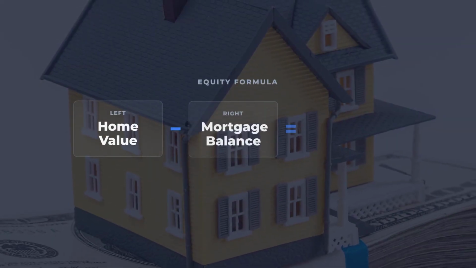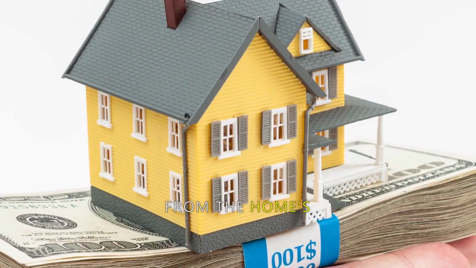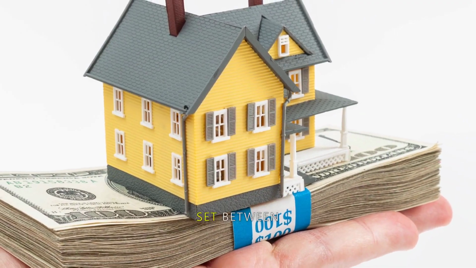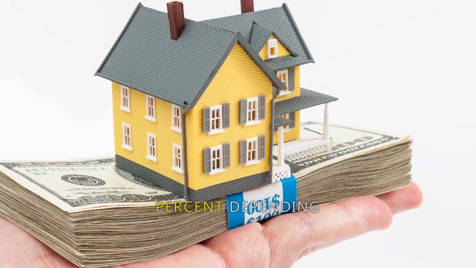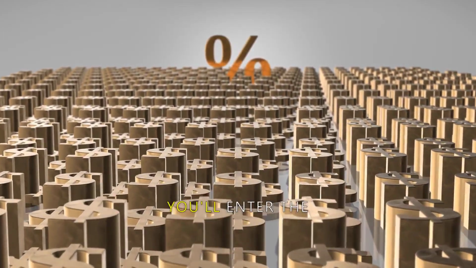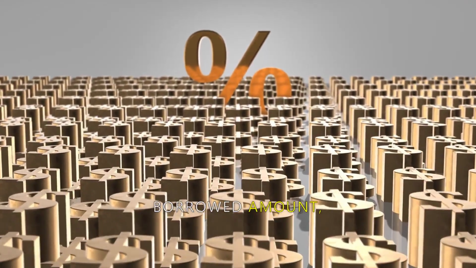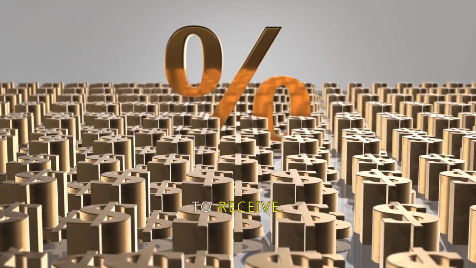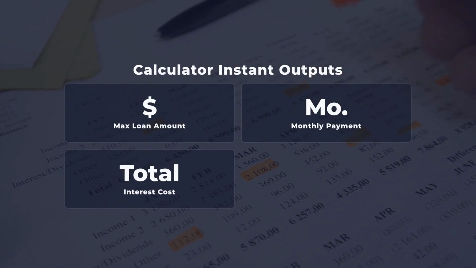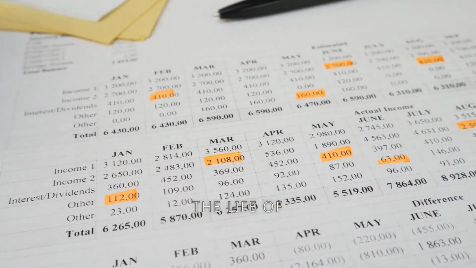Once you've entered these two figures, the calculator determines your raw equity by subtracting the mortgage balance from the home's value. The third variable is the loan-to-value limit, which you can typically set between 75 and 85%, depending on what lenders in your area commonly offer. After that, you'll enter the loan term, which is the number of years over which you plan to repay the borrowed amount, and the interest rate you expect to receive. With all these inputs in place, the calculator instantly generates your estimated maximum loan amount, your monthly payment, and your total interest cost over the life of the loan.